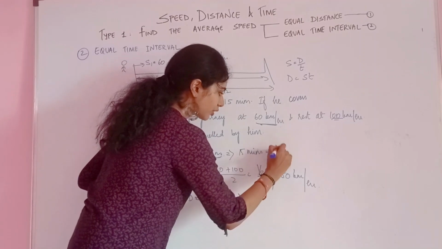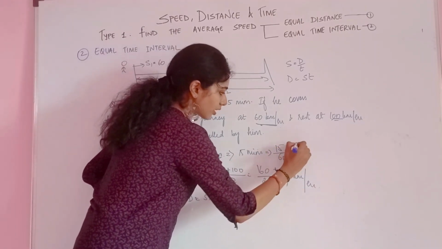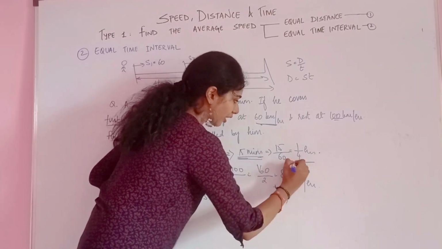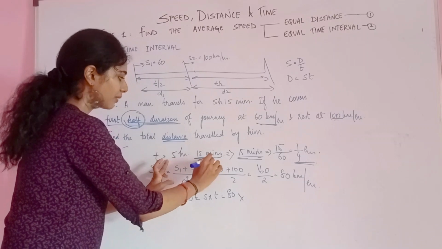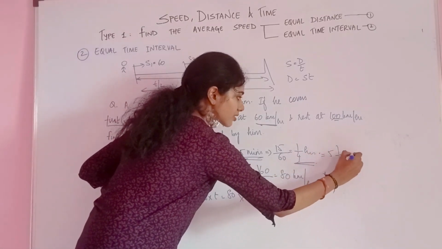To convert it into hours, you have to divide it by 60, right? So this is 1 by 4 hours. 15 minutes is nothing but 1 by 4 hours. So 5 hours 15 minutes can be written as what? 5 1 by 4 hours.